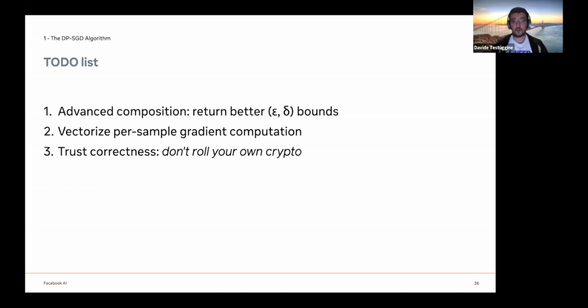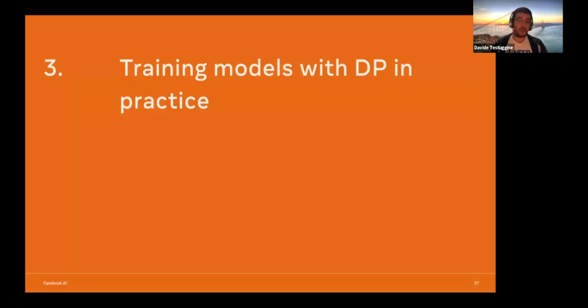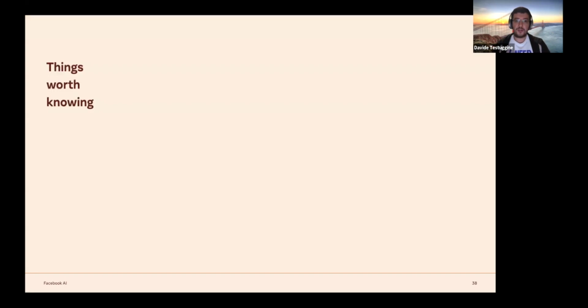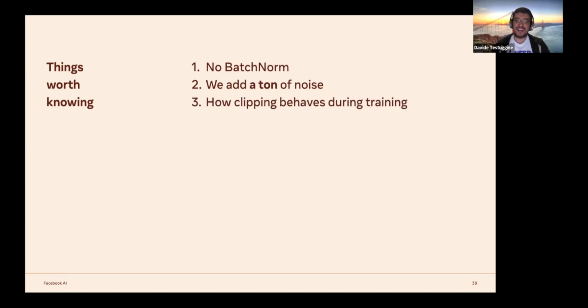So this is what we set out to do with Opacus. Before we get there, let's talk a little bit more about training models with differential privacy in practice. So there's a few things worth knowing. First off, no batch norm. We hate batch norm here. The second one is that we add a ton of noise. I'm going to show you how much actually. In a way, I'm honestly surprised that this even works, but it does. And finally, we're going to talk about what happens when you introduce clipping during training.